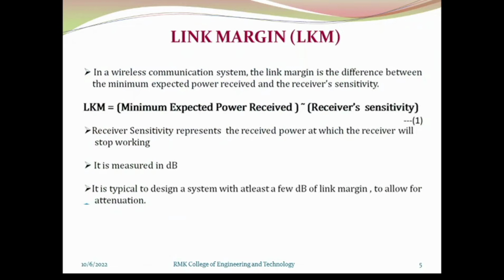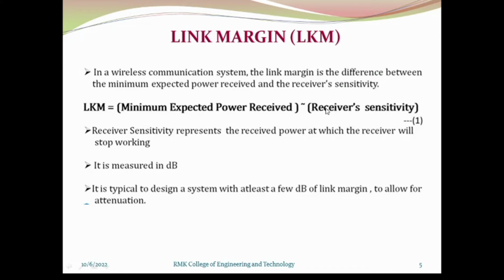So now we will move on to link margin. It is shortly named as LKM. What do we mean by link margin? In a wireless communication system, the link margin is the difference between the minimum expected power received and the receiver sensitivity. So it is the difference between the receiver sensitivity and the power received from the receiving antenna system. That is called link margin.